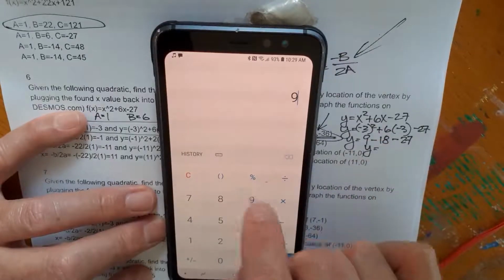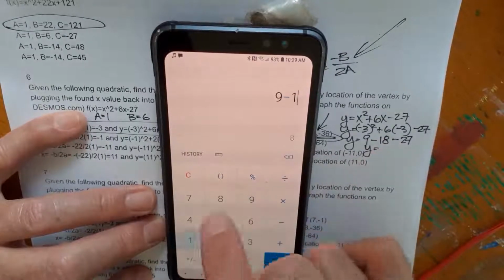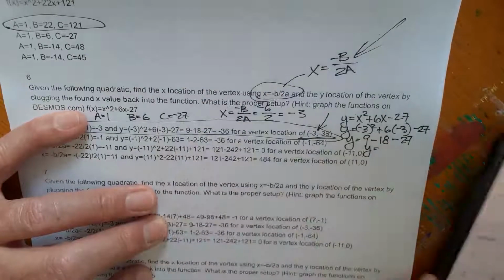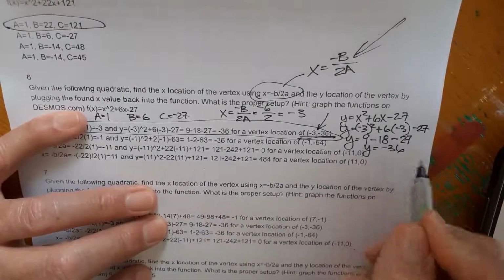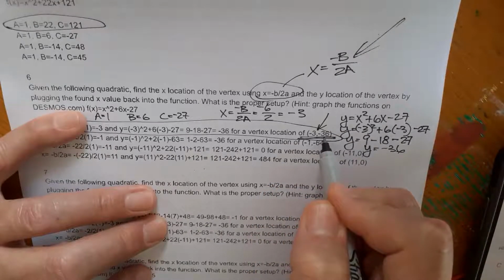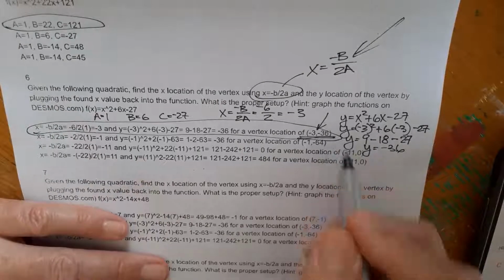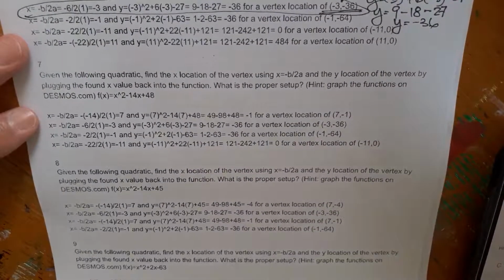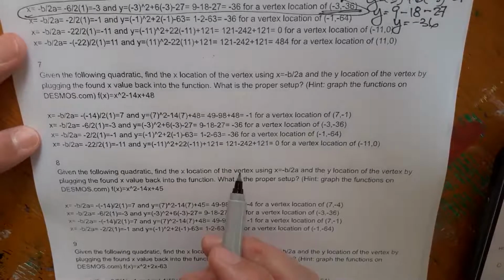What are we doing? We're doing 9 minus 18 minus 27. Negative 36. Sure enough, x is negative 3, and y is negative 36. That's what they're asking us to do on each of these. They're also telling us to graph, so I could do that and just check what the whole thing is.